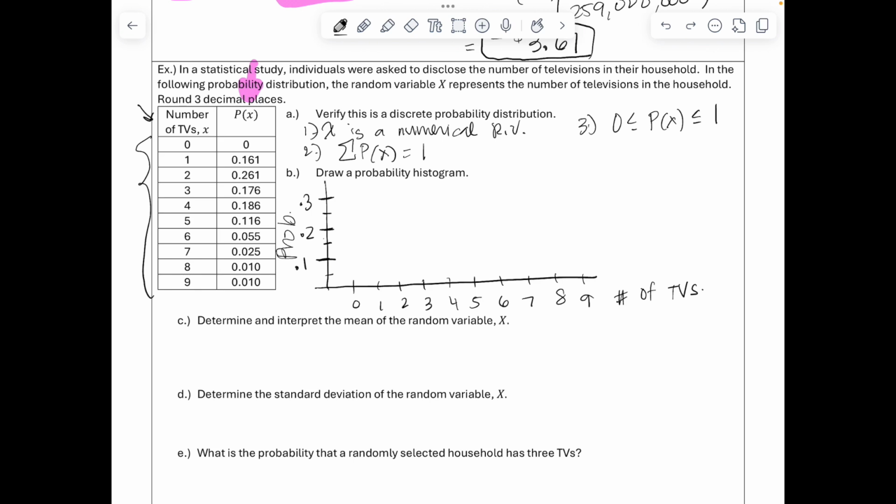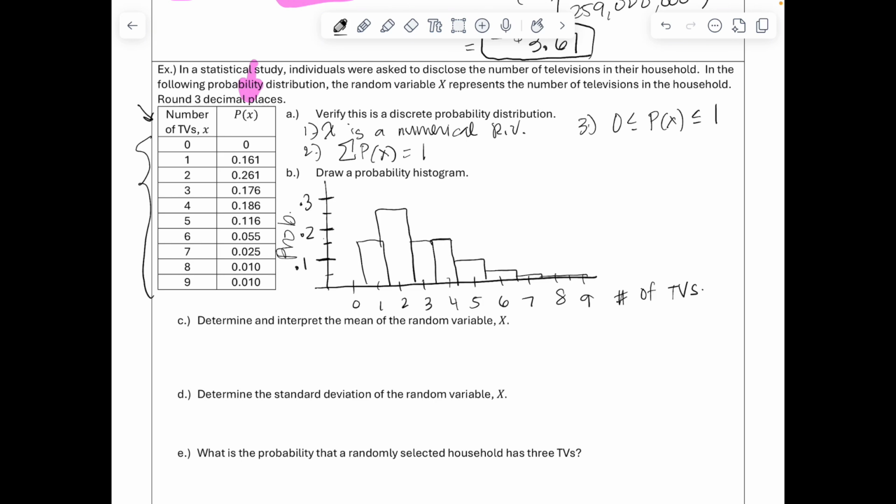At 0, there is no probability that corresponds to 0 TVs, but at 1 we have 0.161. At 2 we have 0.261. At 3 we have 0.176. And then it jumps up to 0.186, so just a little difference there. And then at 5 we have 0.116. At 6 we have 0.05. At 7 we have 0.025. And at 8 and 9 it's really small, 0.010. So this is our probability histogram. Again, double check to make sure your axes are labeled.